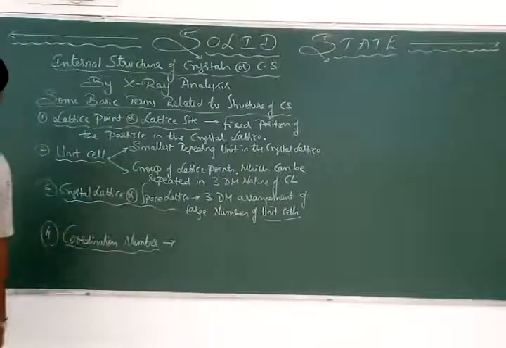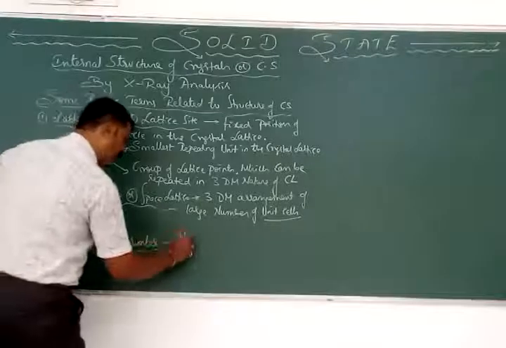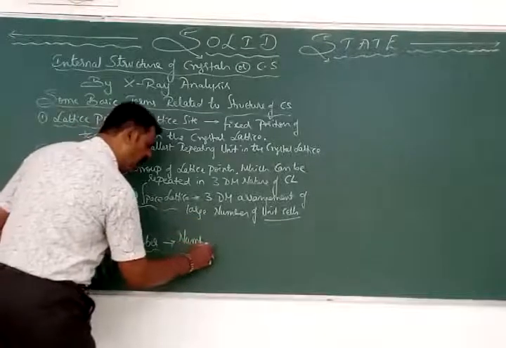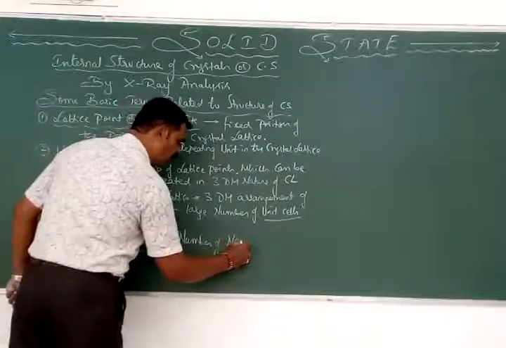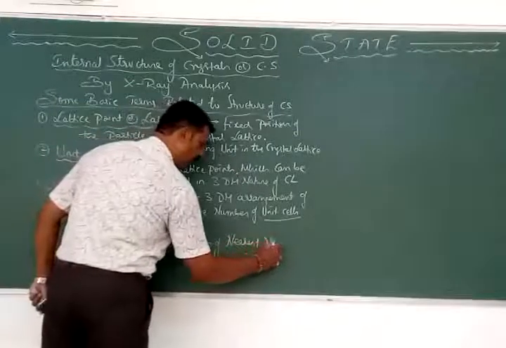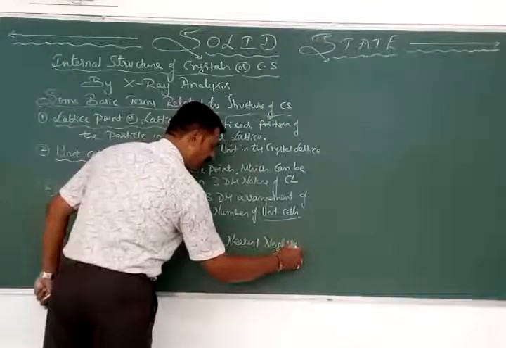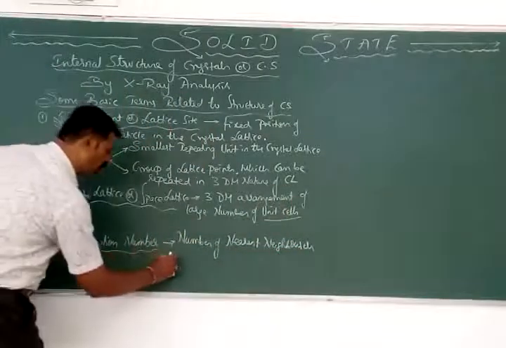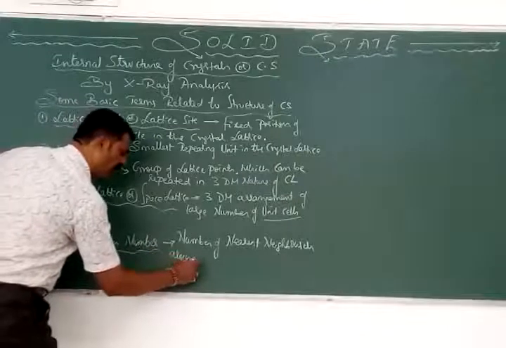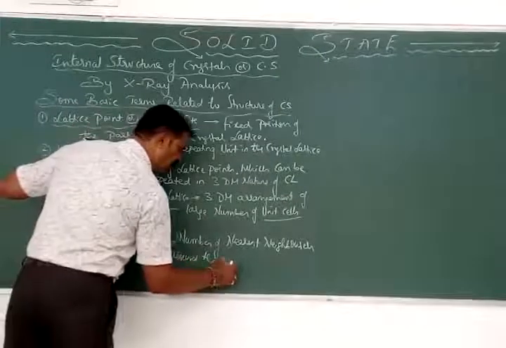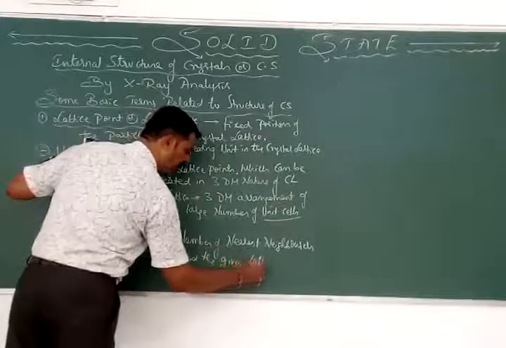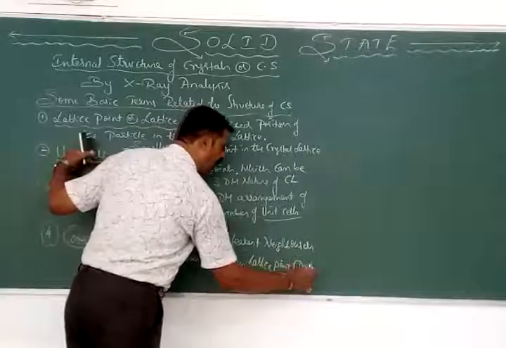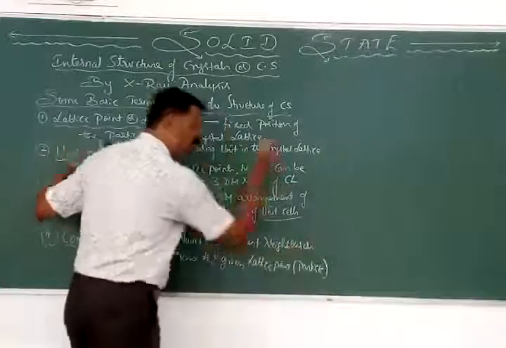Then what is the coordination number here? It is the number of nearest neighbors around the given lattice point. The number of nearest neighbors around that lattice point, or indirectly a given particle, is considered the coordination number.